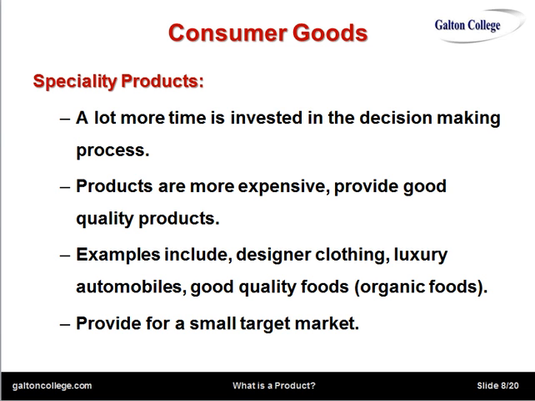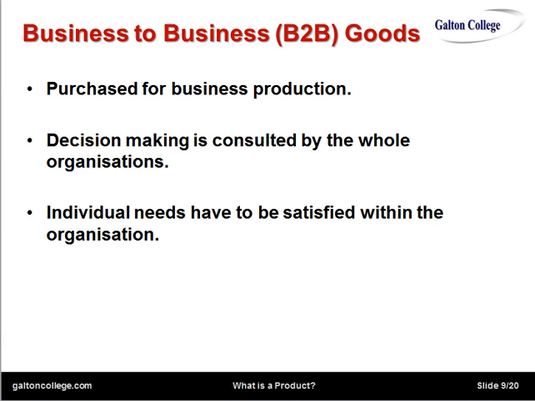So there are specialty marketing niches as well. And then of course, as I said earlier, business to business goods, well, purchased for business production. Decision making is consulted by the whole organisation. So decision making in business may involve committees or different managers making decisions, because these items could be very expensive and very specialised. A new piece of machinery, for example.